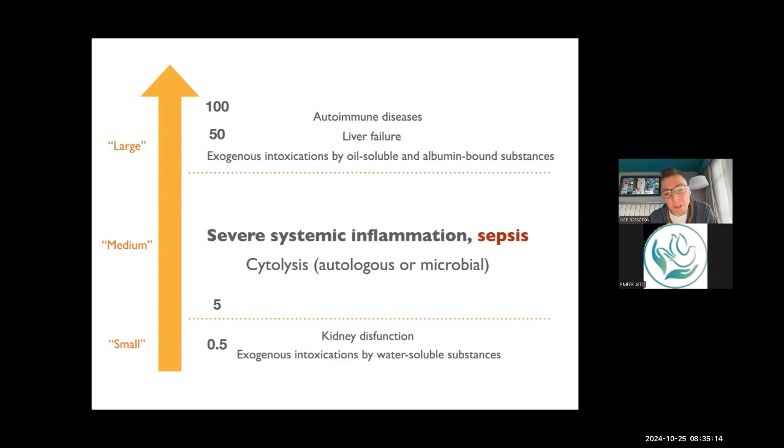So small molecules, this is what we normally remove when you are undergoing renal replacement therapy. Larger molecules, mostly for autoimmune diseases, liver failure and intoxication with albumin-bound substances. And the middle is what we normally deal with treating systemic inflammation and sepsis, the conditions which are mediated mostly via products of cytolysis of autologous cells or microbial origin, like LPS.